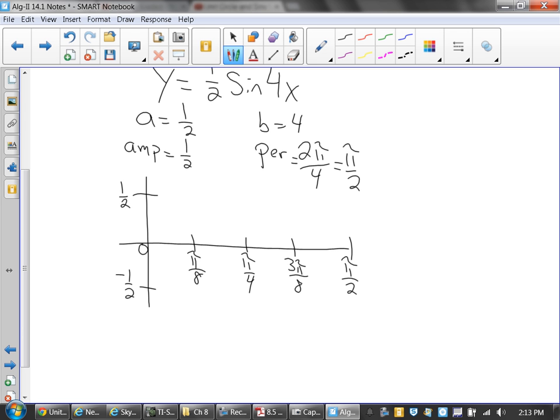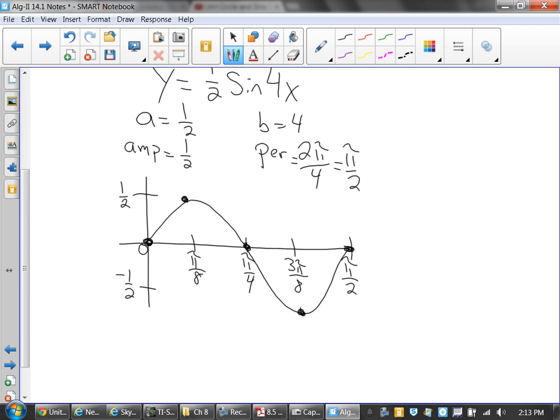This is a sine graph. Sine always starts at 0, goes to its A value. So does this one go up first or down first? Up. Yeah. So I start at 0, I go up to the A value, back to 0, the opposite A value, back to 0. There's your graph. Again, the important thing is to be able to label the points on the period.